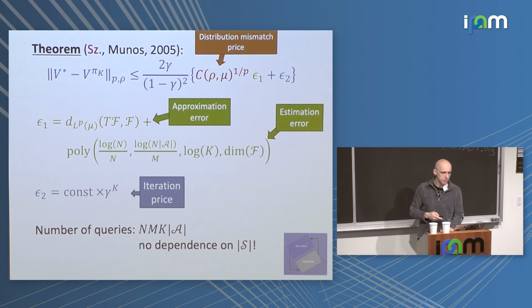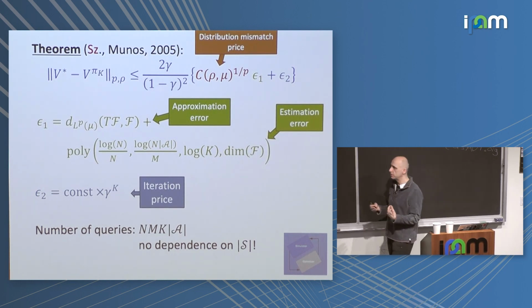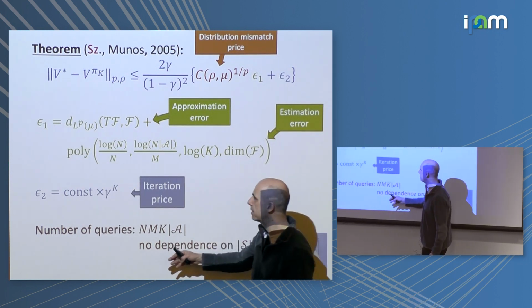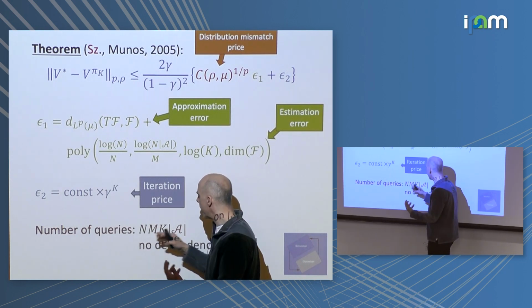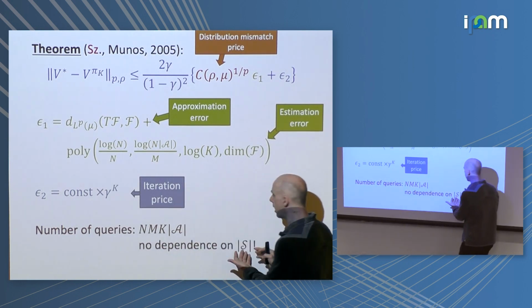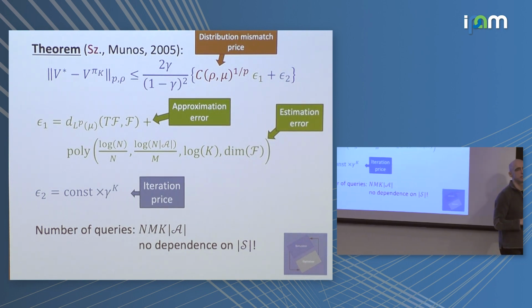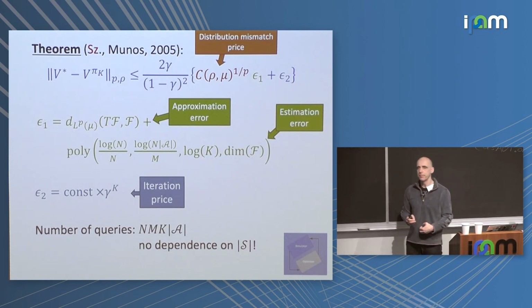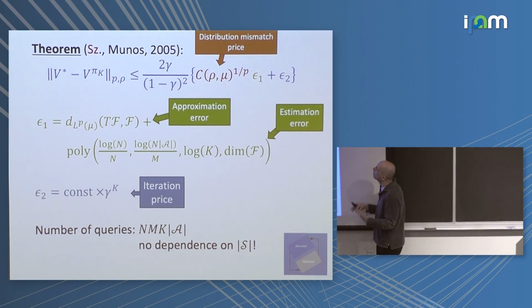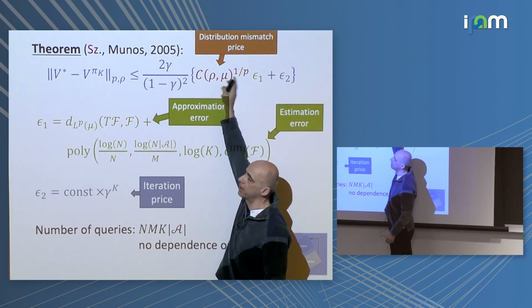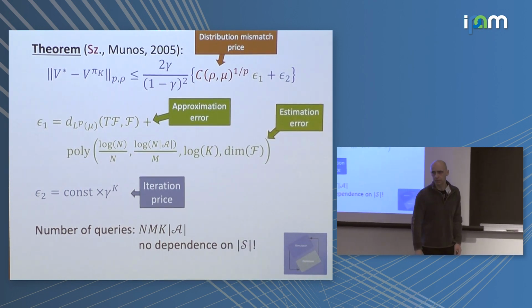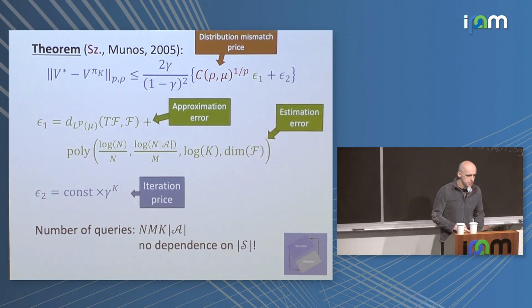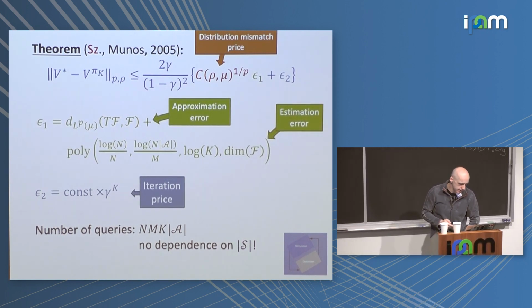There is also an iteration cost. The total number of queries, if you do this, and this is for simulation optimization, is going to be polynomial in terms of relevant quantities. So it's not going to depend, in particular, on the cardinality of the state space. So that's kind of cool. That's kind of nice. But you might be worried about that. Well, that's okay as long as you can control this distribution mismatch. Right? So the question then, can we do that? And how do we do that?